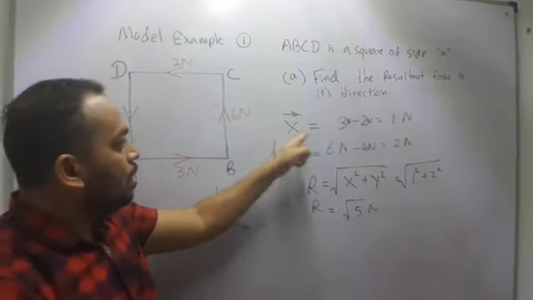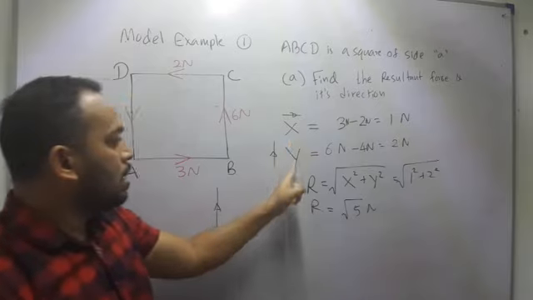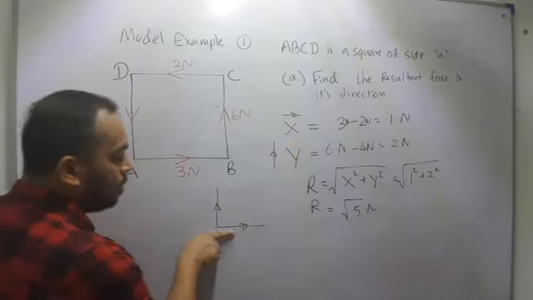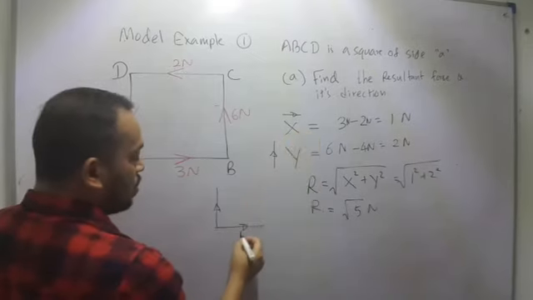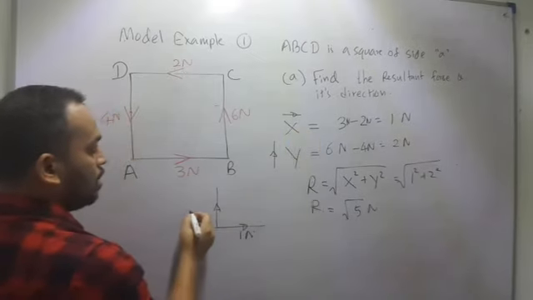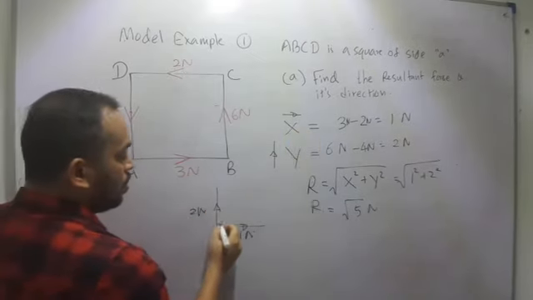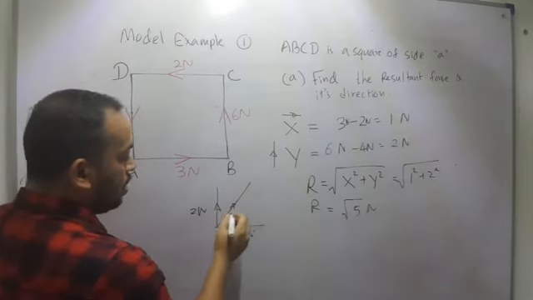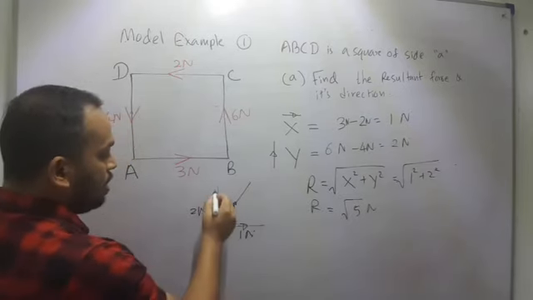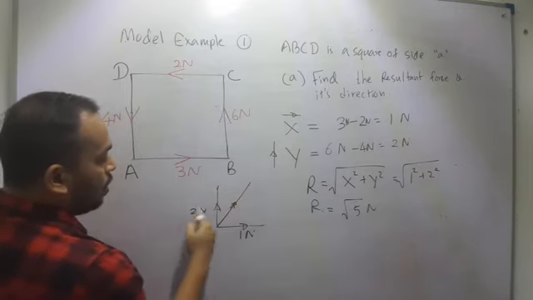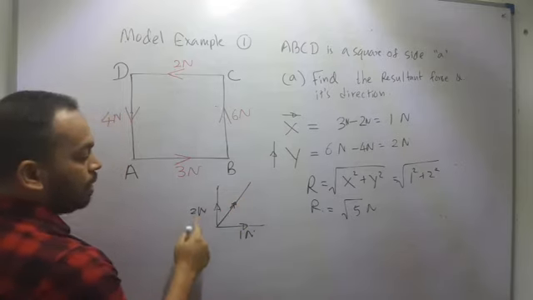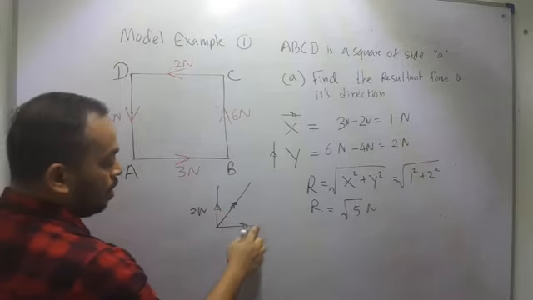Now, we got all positive answers for x and y. That means our components will be in these two directions respectively. So, in the x direction we have 1 newton, and in the y direction you have 2 newtons. So the resultant can be made like this. So try to incline this R towards 2 N, because your y component is much greater than the x component.